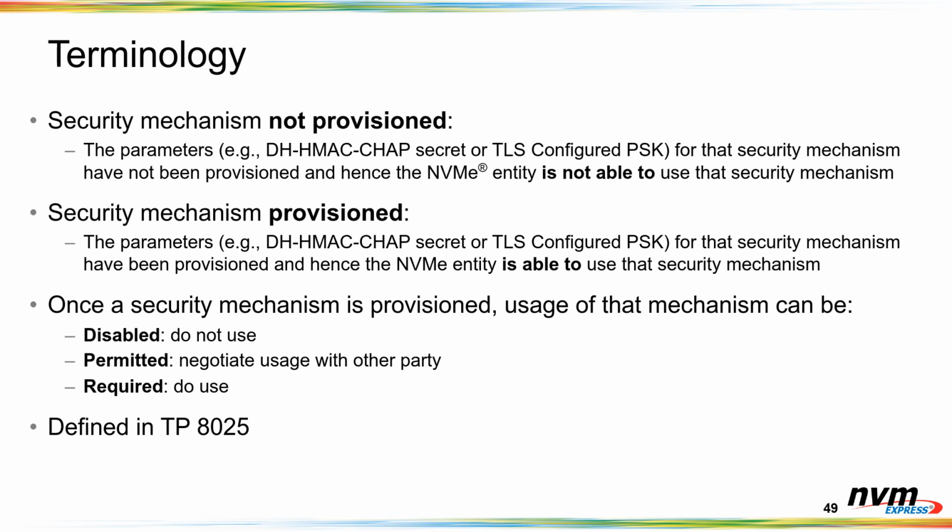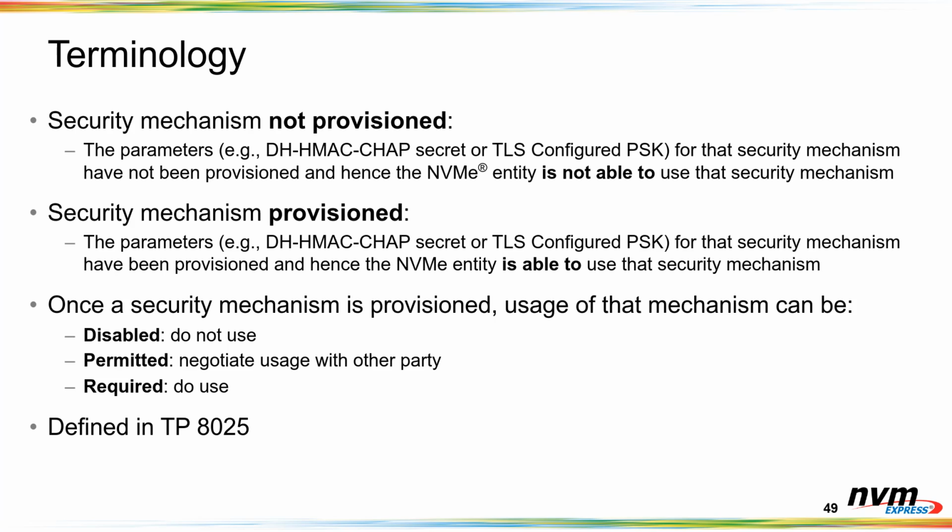So the security mechanism is provisioned when the parameters that this security mechanism needs have been provisioned. And so it is possible to use that security mechanism, as an example, HMAC. Or if you configure a PSK for TLS, then TLS becomes a mechanism that you can use. So in order to use any security mechanism, you need to provision it. You need to give these mechanisms the parameters that they need.